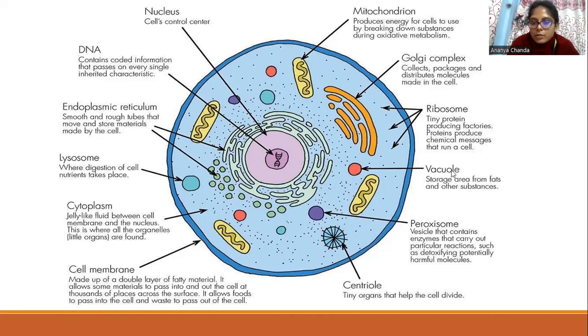Next is the peroxisome, a vesicle-like structure that contains enzymes that carry out particular reactions such as detoxifying harmful molecules. And lastly is the centriole. These are tiny organelles that help in cell division, that is mitosis and meiosis.